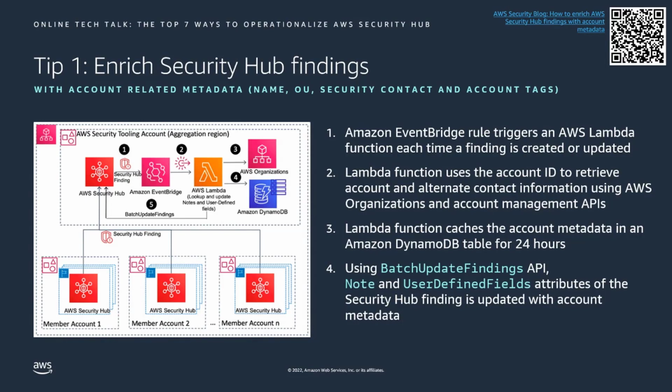The Lambda function uses the account ID in the event to retrieve the account metadata and the alternate account contact information by querying AWS Organizations and account management APIs, and caches that information in a DynamoDB table for performance. Using the BatchUpdateFindings API in Security Hub, the Note and UserDefinedFields attributes of the Security Hub finding are updated with the additional account metadata. So this will now be visible in Security Hub and allows customers to build custom insights to track which organizational units or applications have the most open security issues.